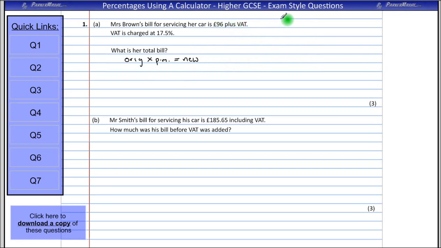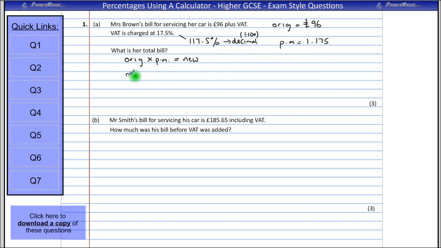So let's write down what we know. Our original amount is £96 before it's been increased. We need to work out this number to multiply by to get our new amount. To do that, we take our 17.5% and say we're going to increase this amount by 17.5%, and this full amount here is worth 100%. So we end up with 117.5%. But we need to turn that into a decimal, and to do that, we divide by 100. So our percentage multiplier is going to be 1.175.